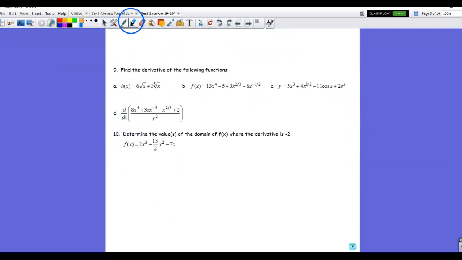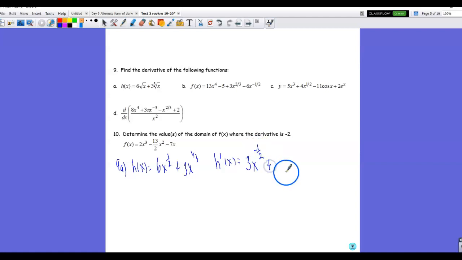In number 9, letter A, we're going to need to do a rewrite before we can find the derivative. So 9a is going to become h of x equal to 6x to the 1/2 power plus x times 3x to the 1/3 power. So h prime of x using the derivative is half of 6 is 3x, decrease the power by 1, 1/2 minus 1 is negative 1/2, plus a third of 3 is 1, so that's going to be x.